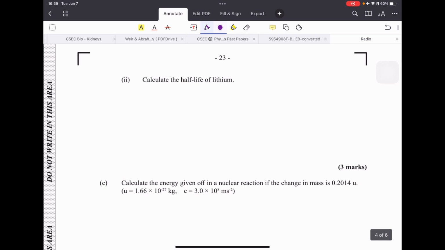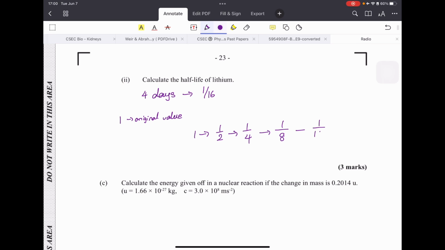Now they want us to calculate the half-life of lithium. It's very, very simple, right? So in 4 days, the lithium went to 1/16 of its original value, right? So how did we get from 1 to 1/16? If 1 represents the original value, remember we have to decrease by half each time, right? So we went from 1 to a half of 1, which is a half. Then we take a half of a half, which is a quarter. Then we take a half of a quarter, which is an eighth. And then we take a half of an eighth, which is a 16th. And that is where we are, okay?